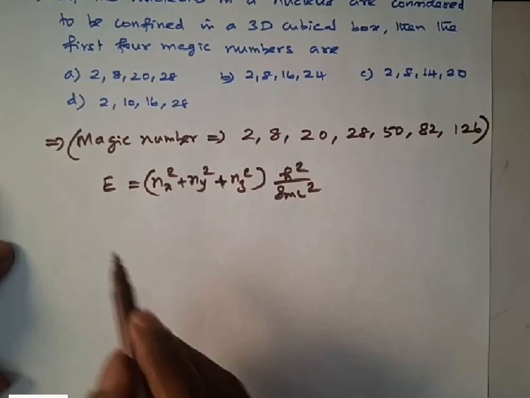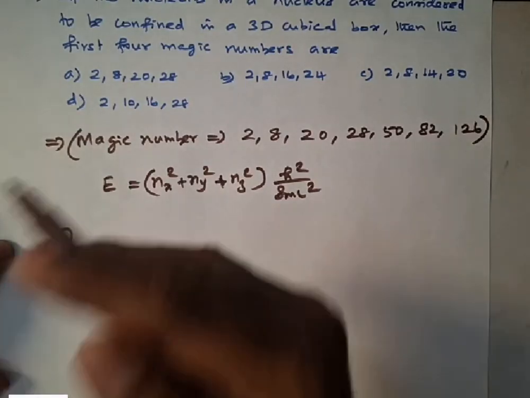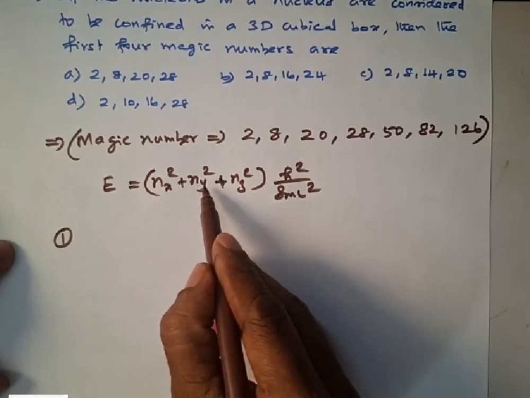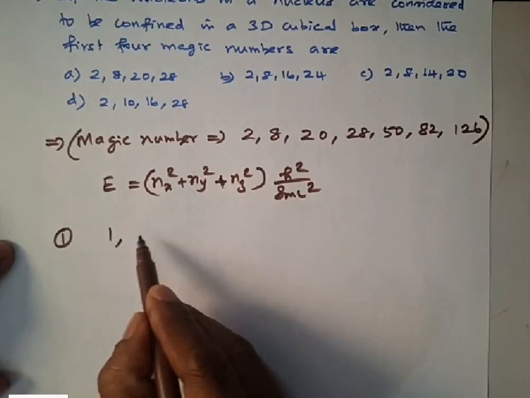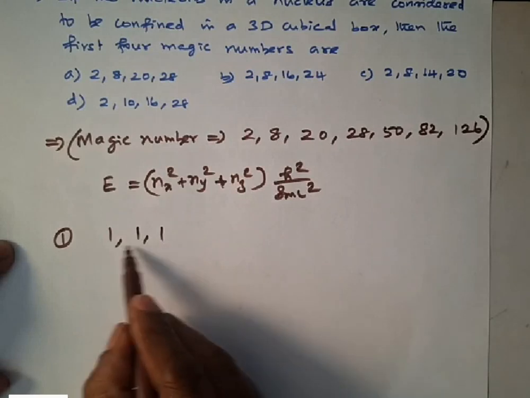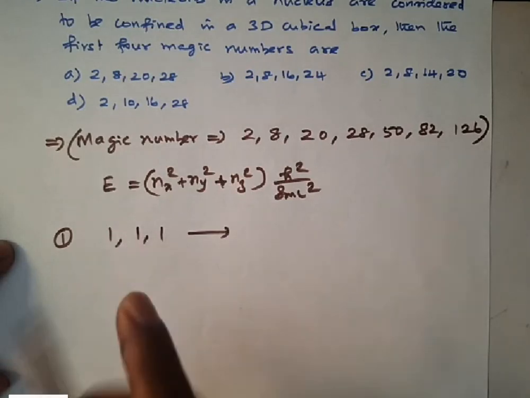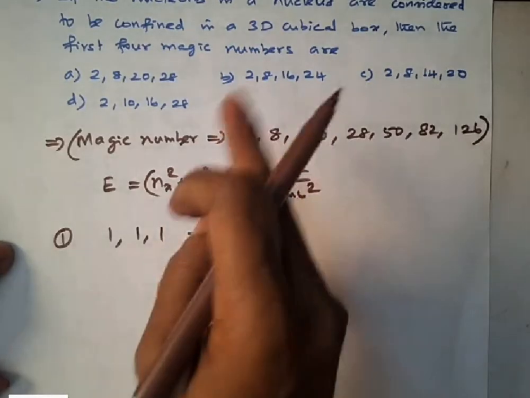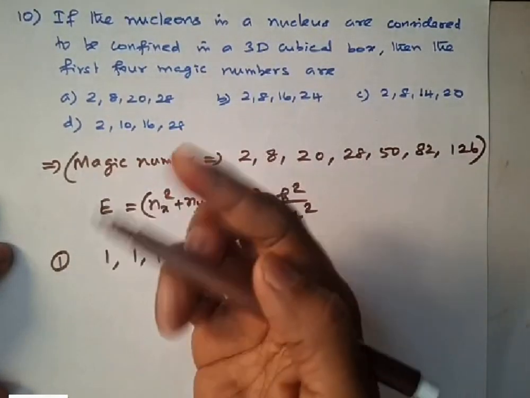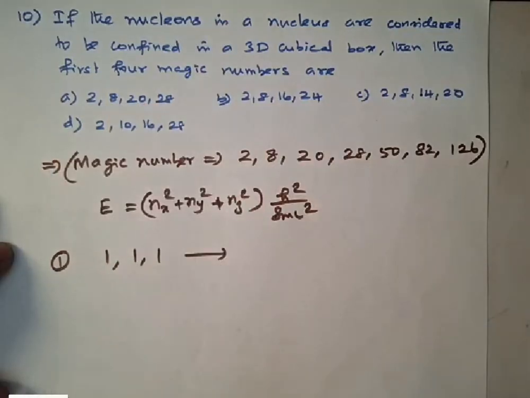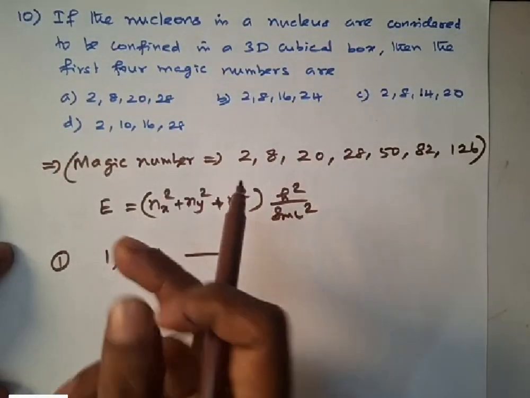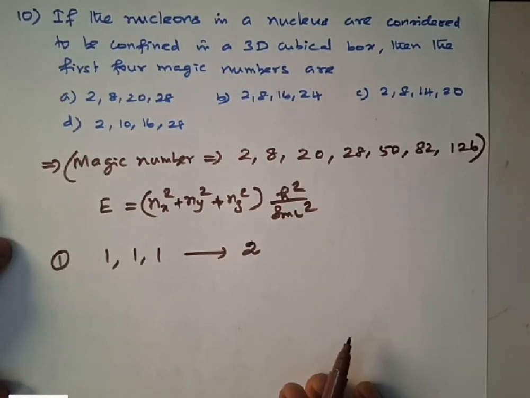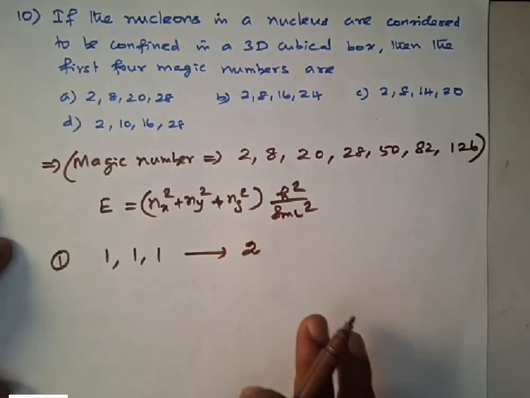Now, what is the ground level? Listen, you put nx 1, ny 1 and nz 1. So the ground level has one state. In one state, you can place the nucleons. See, nucleons have spin, right? It has upward spin and downward spin. So in each state, you can place 2 nucleons. So I can place 2 protons or 2 neutrons.